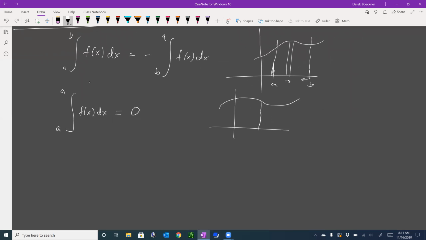This top one's true if it's integrable. This one's true for any function, basically. There's some issues with defining what it means, but the integral from A to B of C times f of x dx equals the constant times the integral from A to B of f of x dx.